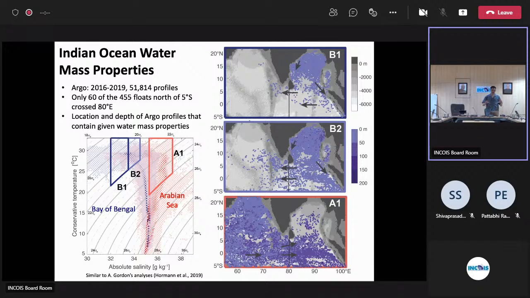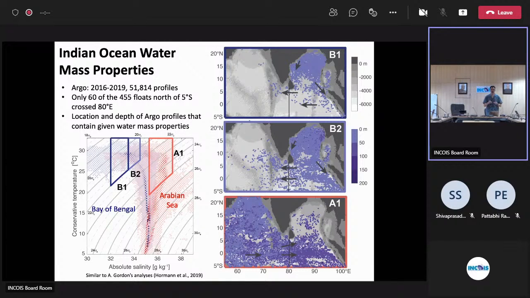We've taken the Argo data from this northern Indian Ocean region, Arabian Sea and Bay of Bengal, 2016 to 2019, so many, many profiles. And we've defined three different water mass classes. Class A1, which is the Arabian Sea water. B1, which is the interior Bay of Bengal water, the very, very fresh Bay of Bengal water. And then B2, which is a more transitional Bay of Bengal water mass.